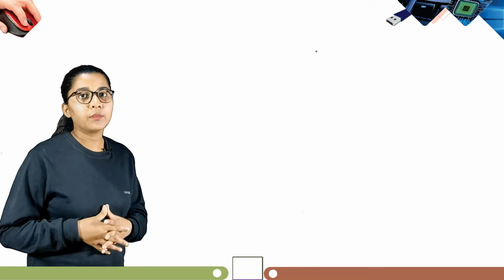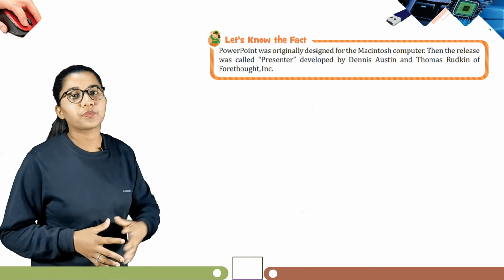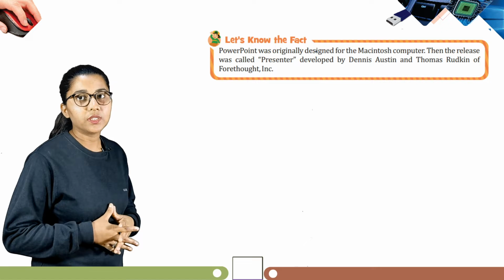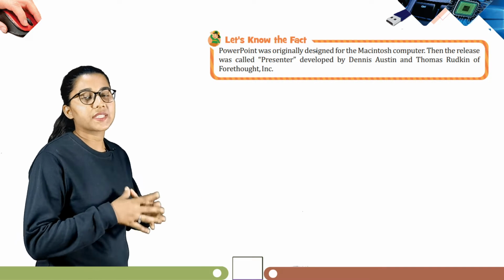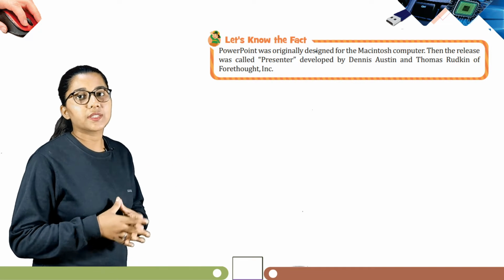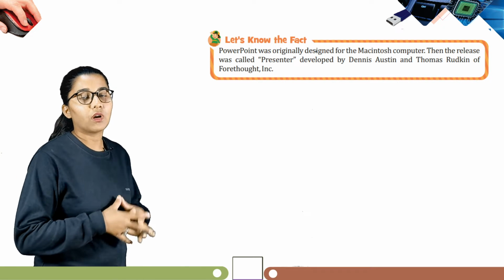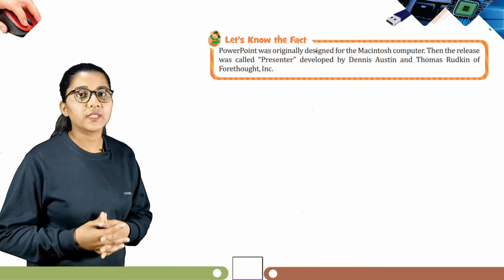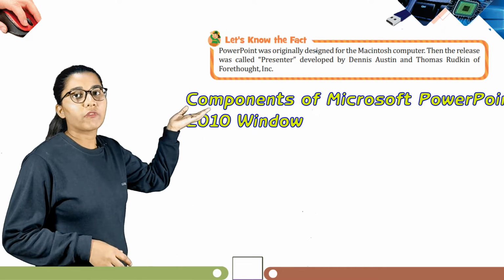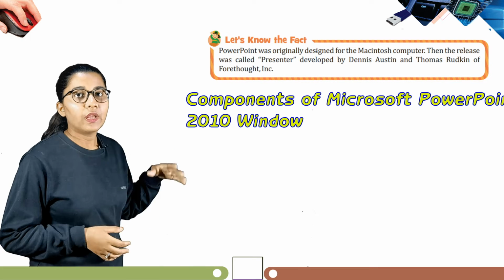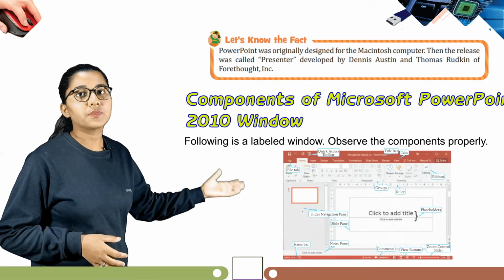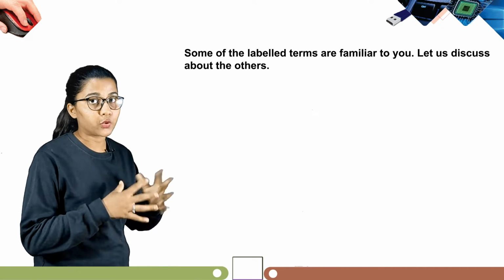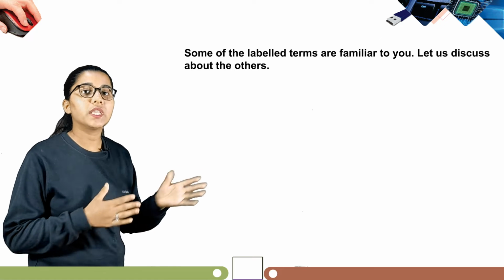So students, it's time to know an interesting fact. PowerPoint was originally designed for the Macintosh computer, then the release was called Presenter, developed by Dennis Austin and Thomas Rudkin of Forethought Inc. So students, let's jump to our next topic, that is components of Microsoft PowerPoint 2016 window. Following is a labeled window. Observe the components properly. Some of the labeled terms are familiar to you. Let us discuss the others.